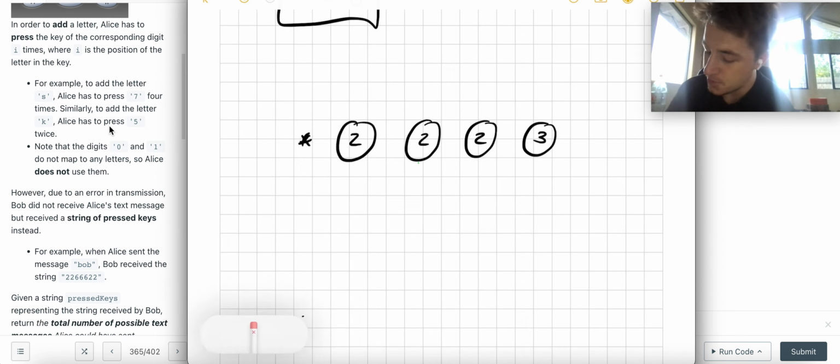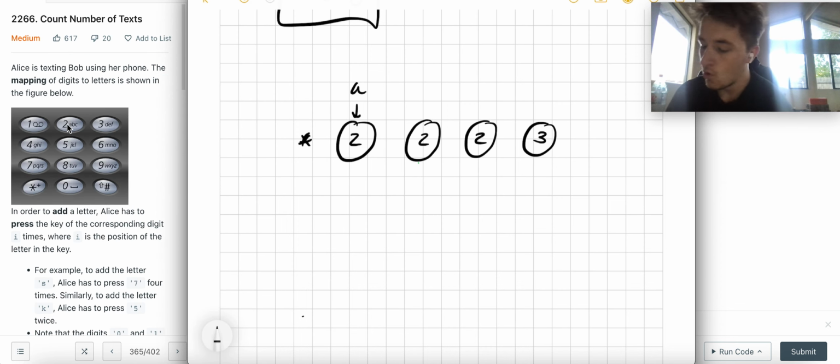So if I'm at this point, what could I have typed? Well, it's only 1 2. So the only thing I could have typed here with 1 2 is an A, right? What about when there's 2 2s in a row? So I could have typed either an A or a B.